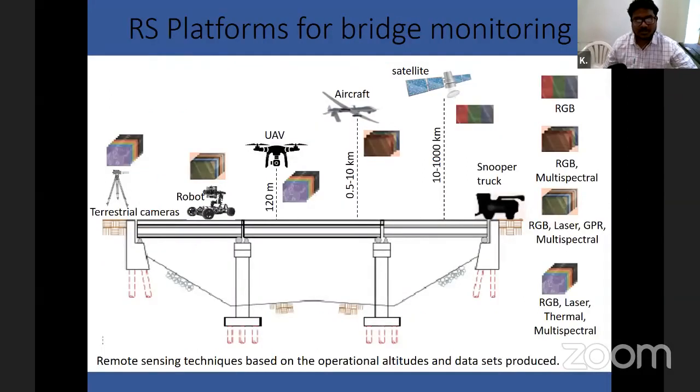These are the remote sensing platforms available for bridge monitoring. The platforms are divided based on their operational altitudes. For satellite imaging, you can get high resolution RGB images, which can be used for damage quantification during natural calamities. Aircraft can produce high resolution multispectral and RGB images. And UAVs can produce RGB, laser, multispectral, and thermal images also. That is similar to terrestrial cameras. And robots can produce in addition to that.